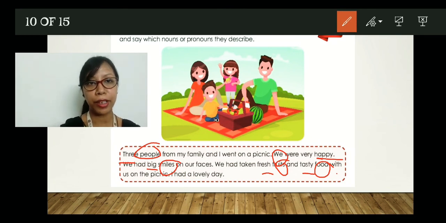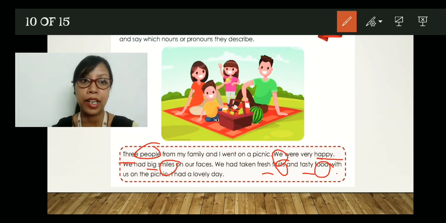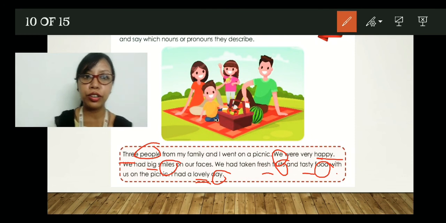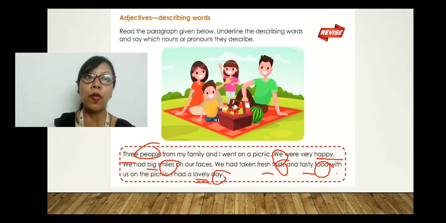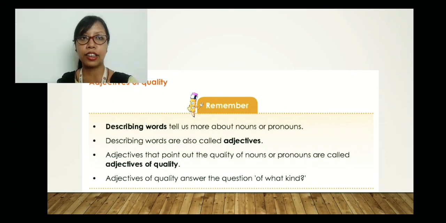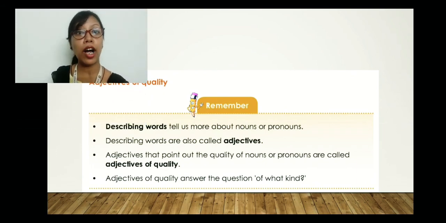With us on the picnic, I had a lovely day. So how was the day? It was lovely. So you have to underline the lovely, and then day you have to circle it. Clear? So this is how you are going to identify the adjectives, and then what they are describing, the noun or the pronoun, you have to circle it. Clear? Okay. Let's move towards the next one, which is adjectives of quality.